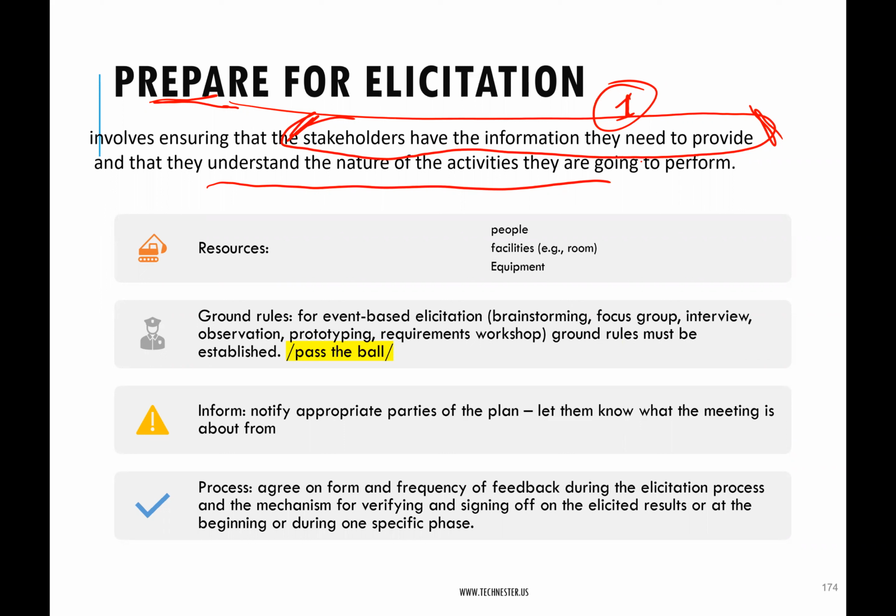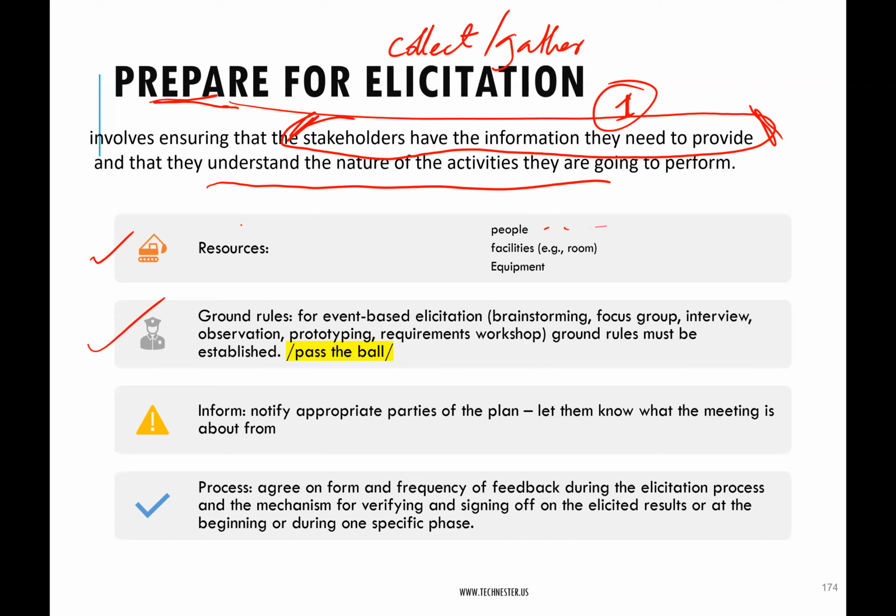So what are the resources you would need to prepare for elicitation? You need to, of course, know the people and communicate with them. You need to make arrangements for facilities. So would you need a room? If it's going to be virtual, do you have access to Zoom or WebEx or whatever you're using? Then what equipment would you need in order to elicit or collect or gather information?